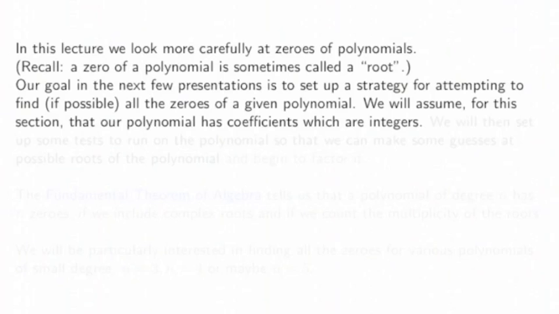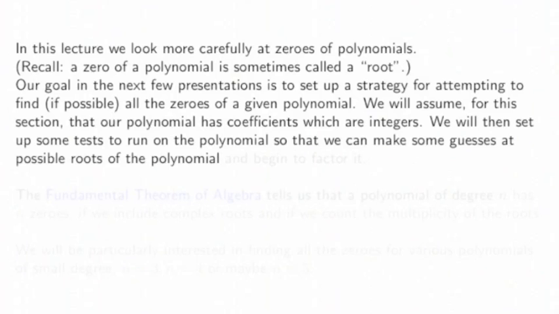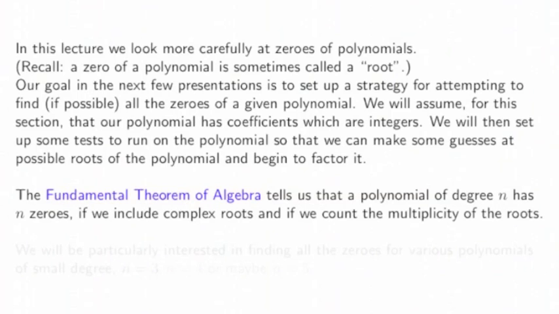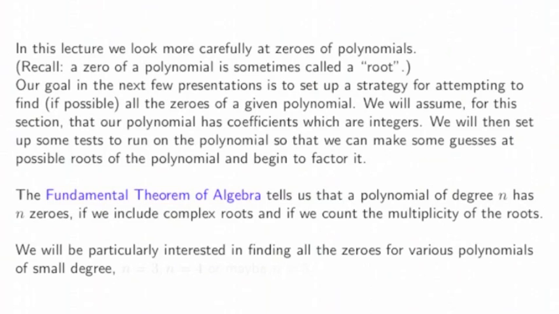We will assume, for this section, that our polynomial has coefficients which are integers, or whole numbers. We will then set up some tests to run on the polynomial so that we can make some guesses at the possible roots of the polynomial and begin to factor it. The fundamental theorem of algebra tells us that a polynomial of degree n has n zeros if we include complex roots and if we count the multiplicity of the roots. We will be particularly interested in finding all the zeros for various polynomials of small degree, say n is 3, 4, or maybe 5. If the degree is 2, then the quadratic formula takes care of things for us.